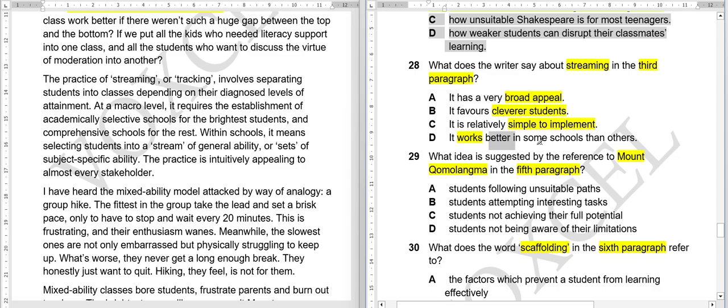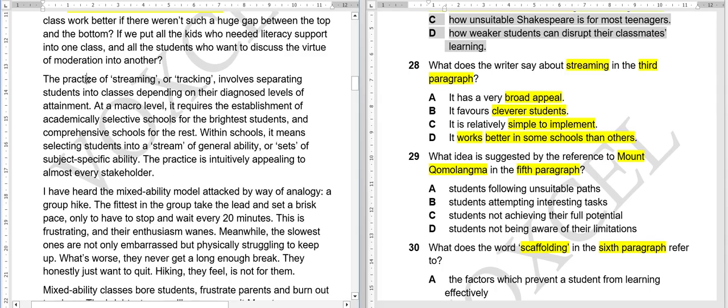It works better in some schools than others. If some comparison is given between different kinds of schools, in what kind of school it is better and in what kind of schools it is not better, then D will be our answer. So let's read the third paragraph. The practice of streaming or tracking involves separating students into classes depending on their diagnosed levels of attainment.